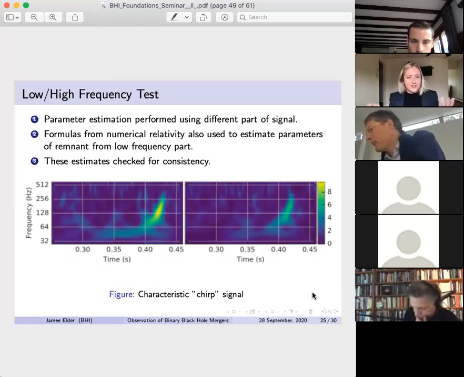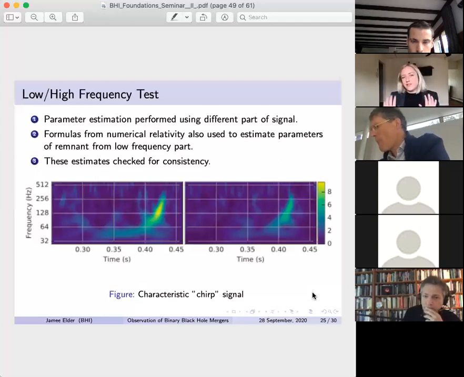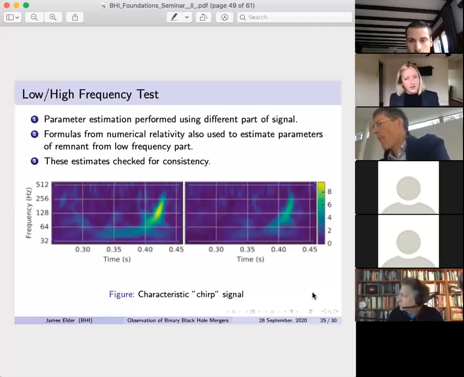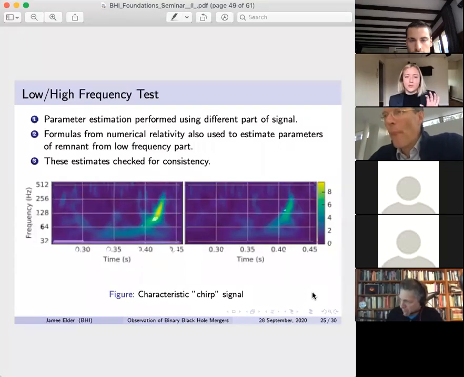And then that's a consistency check, because if the parameters that you infer based on the early part of the signal don't mesh with the parameters that you estimate based on the late part of the signal, even though you've assumed general relativity and used numerical relativity for that entire process, nonetheless, you could come up with some inconsistencies, which would hint that in that high frequency part of the signal, something interesting was happening.